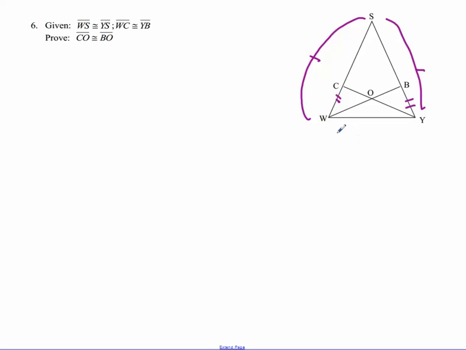Now what we're really going to do is this. We need to start off by proving that this triangle, WCY, is going to be congruent to this triangle over here. Okay? BYW. And to get that going, we need a little bit more information. So let's go ahead and get started. And again, because I'm a little bit lazy, there's my given. It goes right here, and I have given.